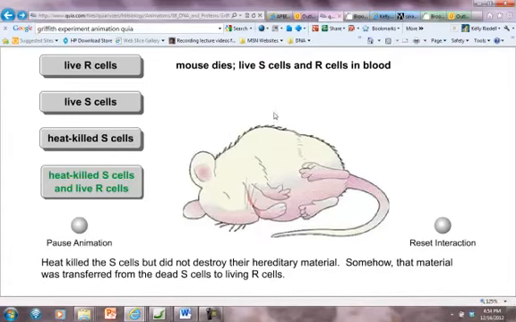Heat killed the S cells, but did not destroy their hereditary material. Somehow, that material was transferred from the dead S cells to living R cells. There was some sort of material that was passing that told those R cells how to make that smooth coating and become virulent. That process is called transformation, and we're going to talk a little bit more about that in our slideshow when we talk about bacteria and the genetics of bacteria. But it was the beginning of understanding that there was a molecule that carried the genetic code.